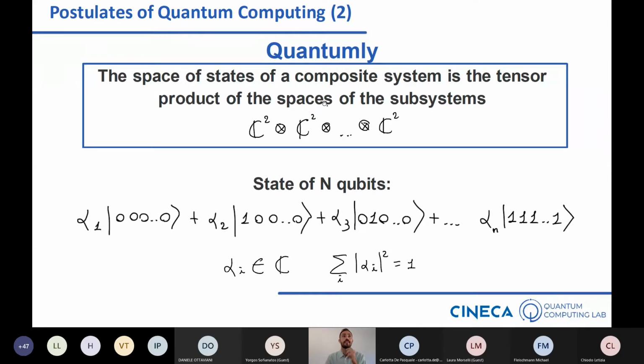Quantumly, the space of states of a composite system is the tensor product of the subsystems. What does it mean? It means that you can write the state of n qubits as a linear combination with complex coefficients of all the classical states, and this is your quantum state. Of course, as we've seen before, the sum of the modulus squared of the a_i is 1, because again, they are probabilities.